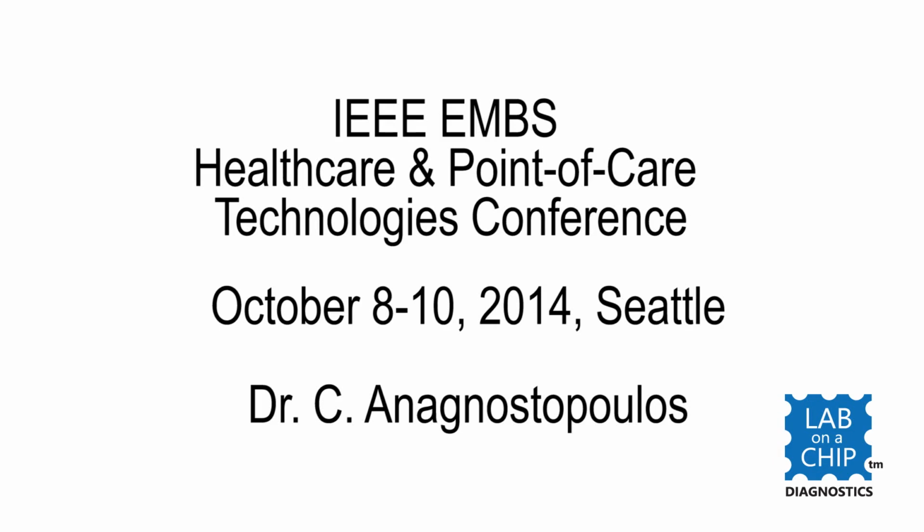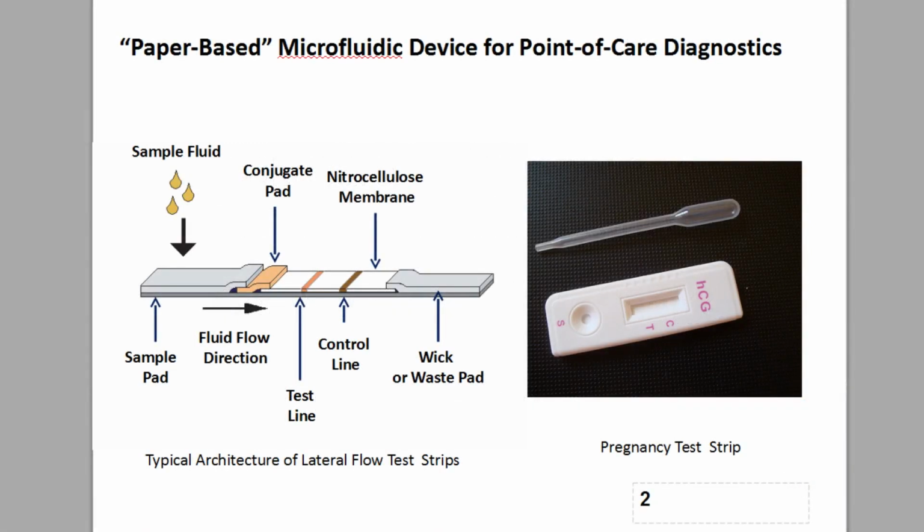Many of you, I am sure, are familiar with paper-based lateral flow test devices. The most commercially successful of those is the pregnancy test, shown on the right side of the figure. There are many more such test strips in the market for the detection of drugs of abuse, gluten in food, and many more. A typical structure of these devices is shown on the left side.